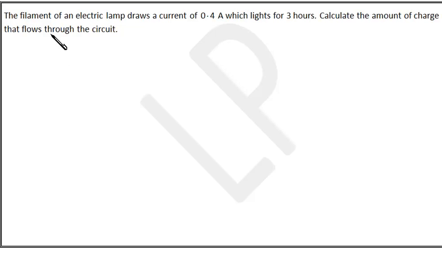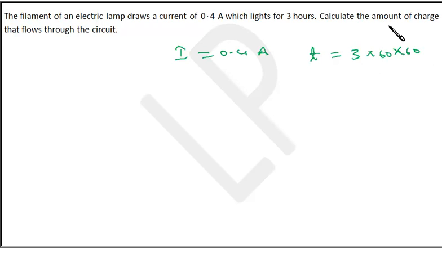Let's take this question now. The filament of an electric lamp draws a current of 0.4 ampere. I is 0.4 ampere. Time is which lights for 3 hours. That means time is 3 hours. We need to convert that to seconds, so into 60 into 60. Calculate the amount of charge that flows through the circuit.